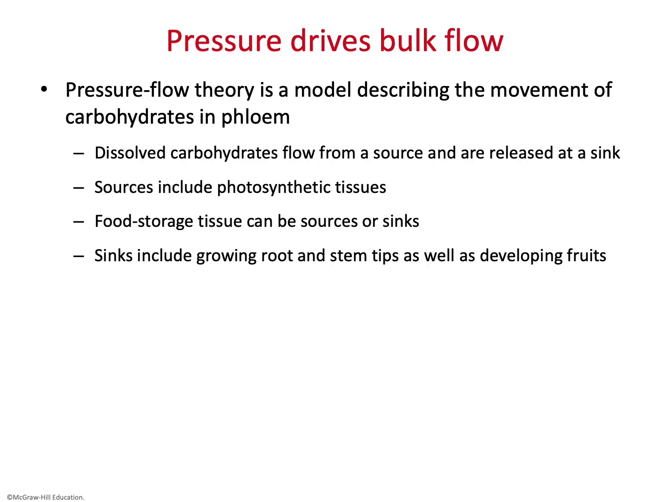When it comes to translocation, the most widely accepted model explaining sugar moving through the phloem is called the pressure flow model. Dissolved carbohydrates flow from source to sink. Carbohydrate sources are where photosynthesis is happening, such as mesophyll of leaves. The food storage tissues, on the other hand, such as cortex of roots, can be either sources or sinks. Sinks are highly metabolically active tissues.